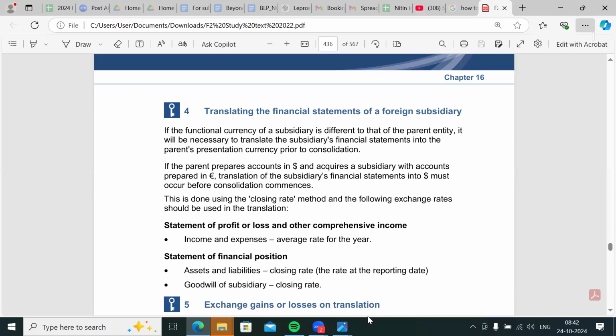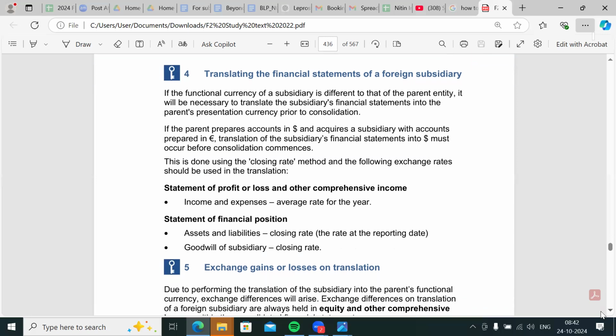If the parent prepares accounts in dollars and acquires a subsidiary with euros, we translate into dollars. This is done by using the closing rate. Remember, if it is the balance sheet, we'll definitely use the closing rate, 31st, whatever. Even the goodwill calculation, we will do at the closing rate. And imagine we had done the goodwill calculation last year, goodwill will be something.